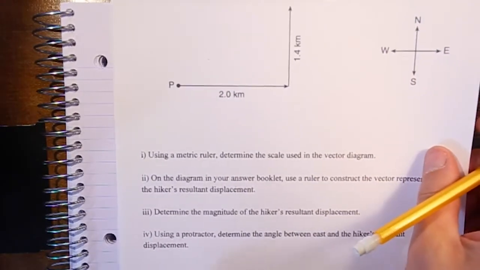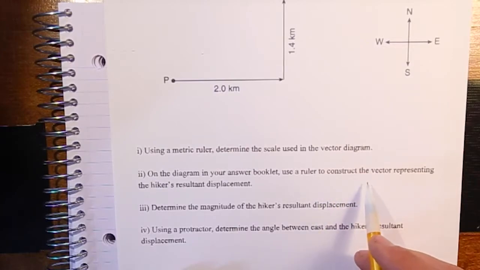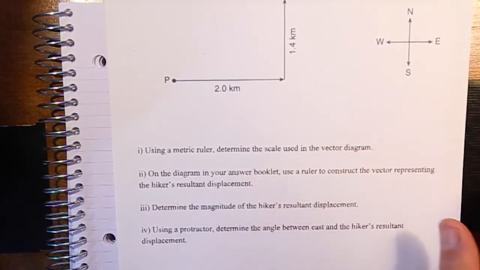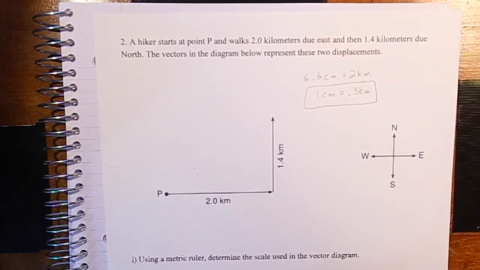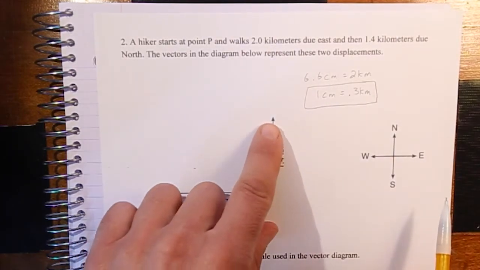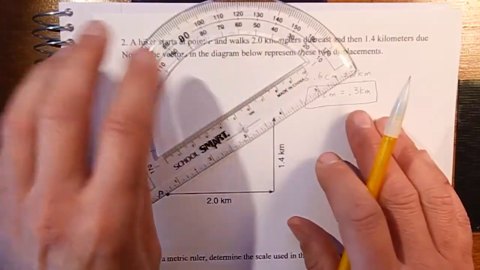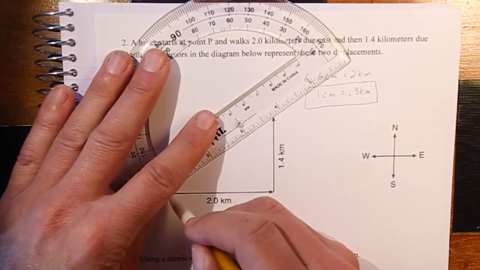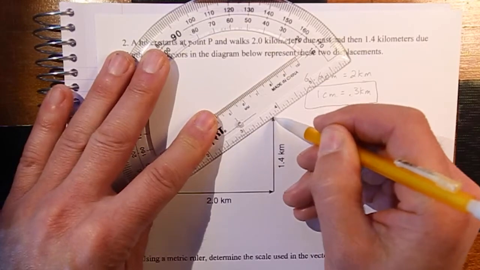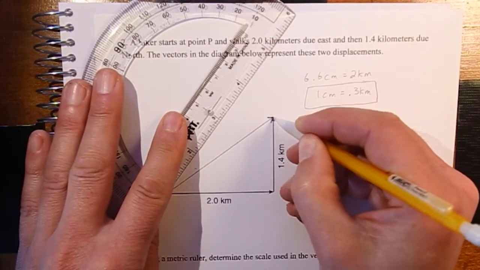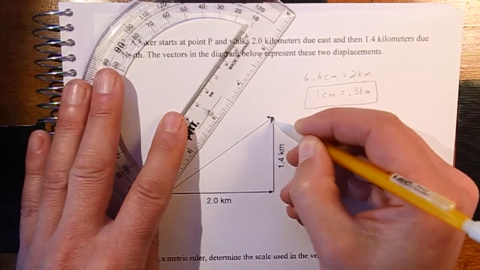On the diagram in your answer booklet, use a ruler to construct the vector representing the hiker's resultant displacement. So they started here, they ended there. This is already set up for us in the tip to tail method. So all we need to do is draw our resultant and make sure our arrowhead is right at the tip of that other arrowhead.